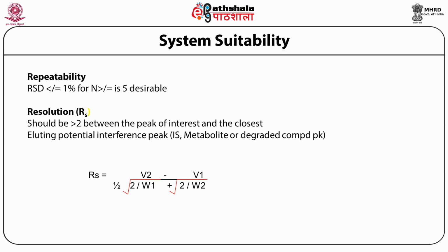Next comes repeatability. Repeatability is that when you try to repeat the experiments, the relative standard deviation should be less than 1%, right? And for which the number of samples should be more than 3, 5 is desirable over the period. So over the concentration range.